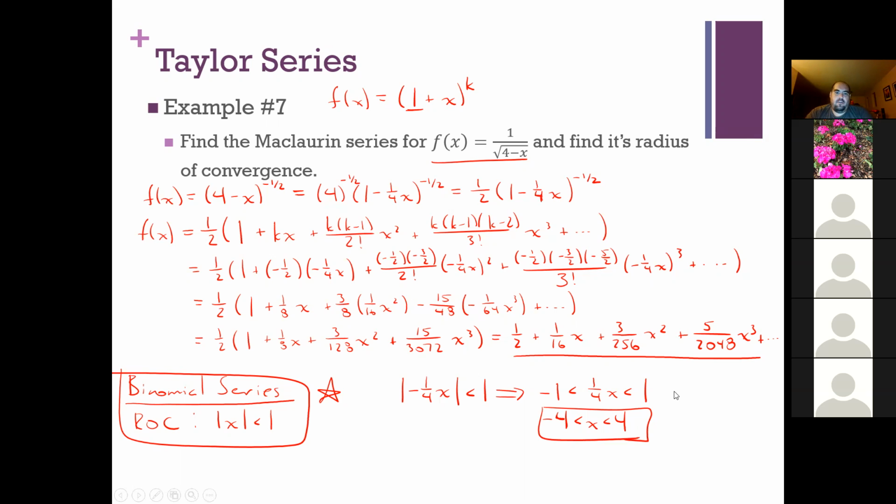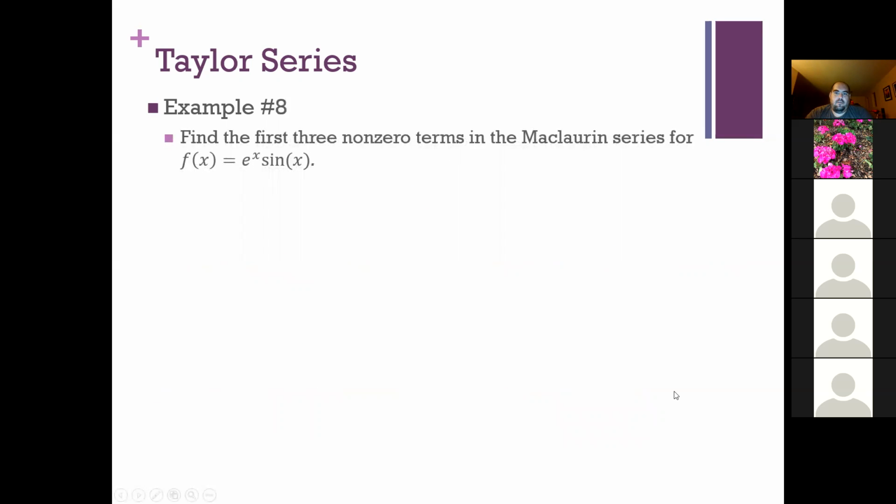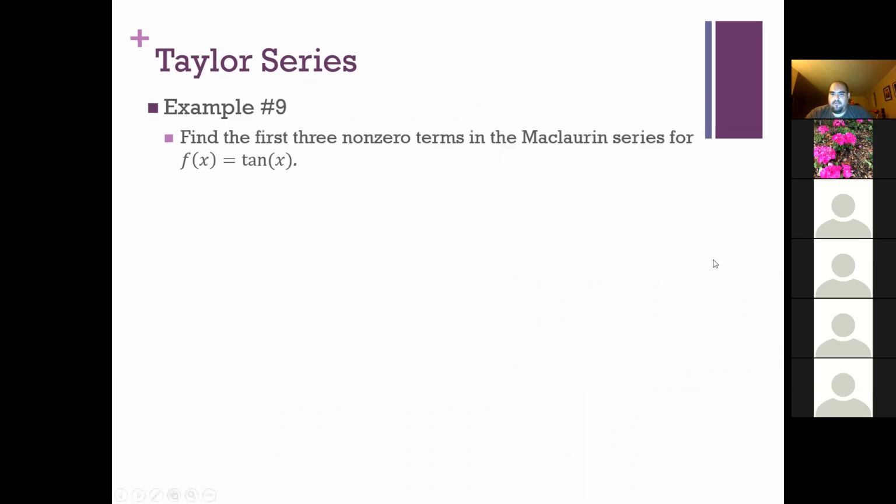All right, let's go ahead and move on. Got 2 more examples we can go through. I think we can get both. So, key phrase here is I want to find the first 3 non-zero terms in the Maclaurin series. So I think we're going to have to take a few derivatives. But let's just take only as many as we need.